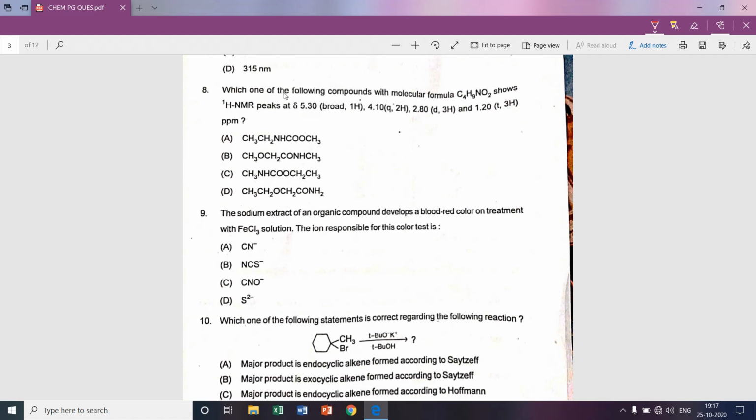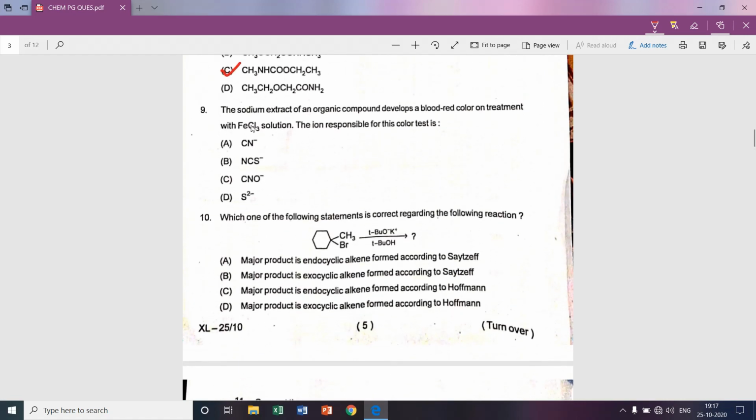Number 8. Which one of the following compounds with molecular formula C4H9NO2 shows H NMR peaks at delta 5.30 broad 1H, 4.10 quartet 2H, 2.80 doublet 3H, and 1.20 triplet 3H ppm? And your correct answer is option C.